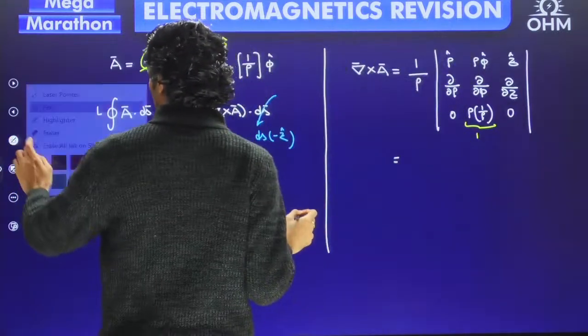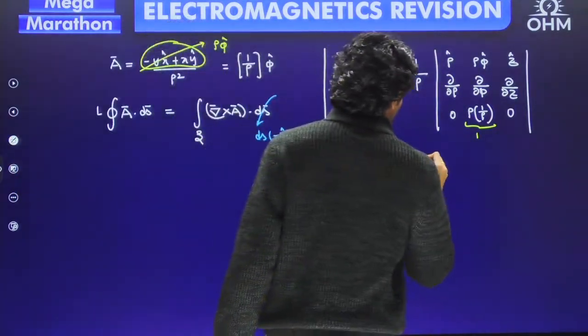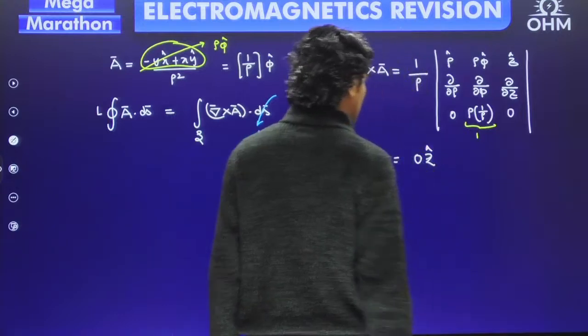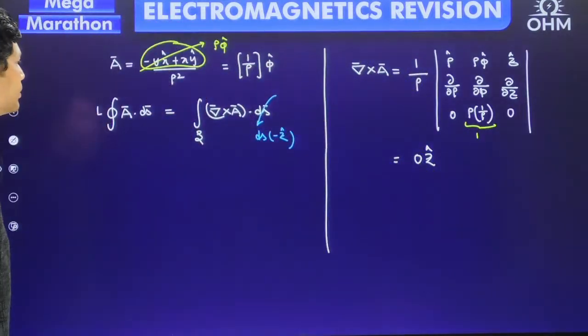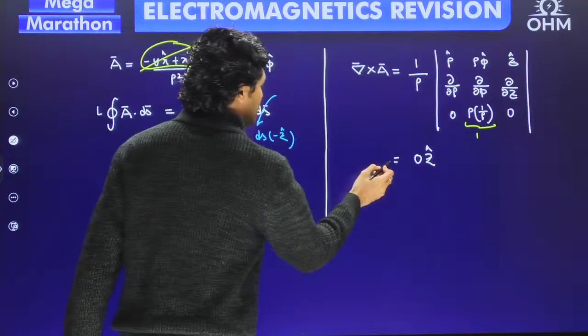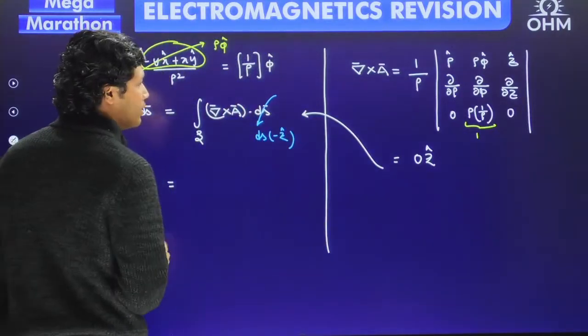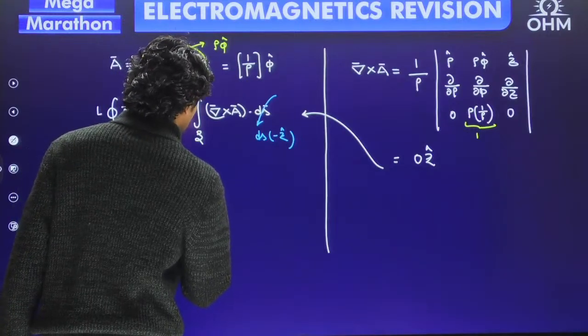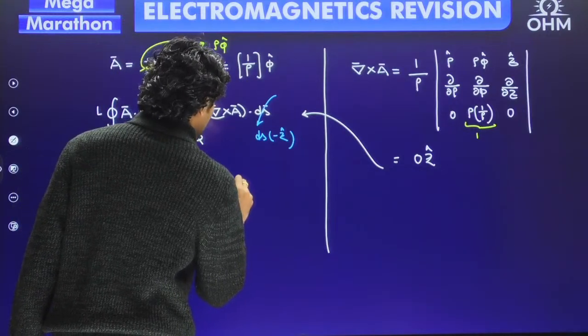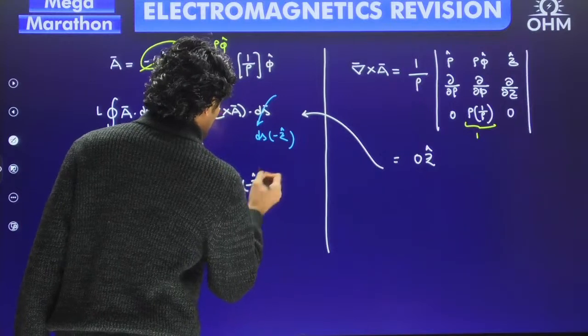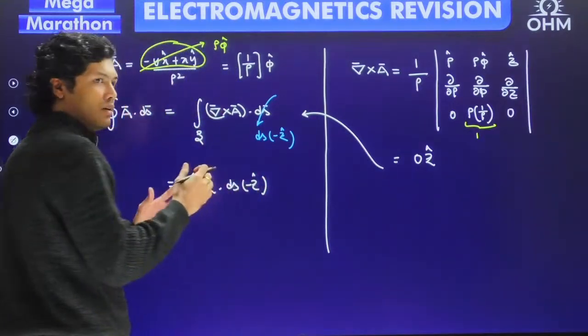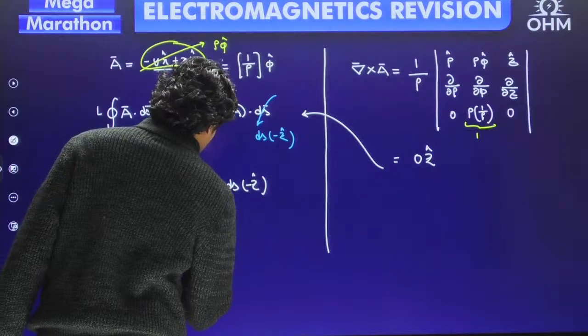So you are doing some differentiations inside. Whenever you do differentiation, you get nothing but 0 times z cap. This overall becomes equal to 0 times z cap. When you substitute the data here, this becomes 0 times z cap dot dS times minus z cap. So the integration of 0, since this is a bound integration, the answer becomes equal to 0.